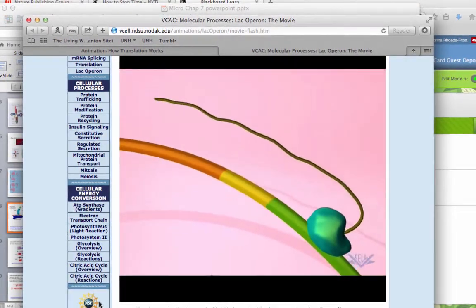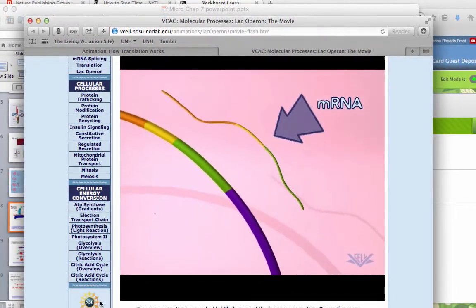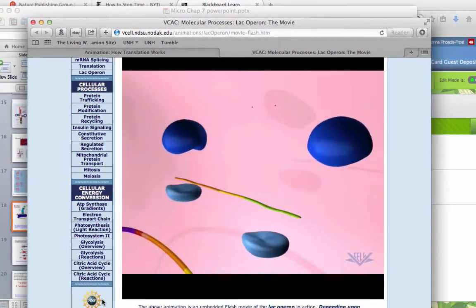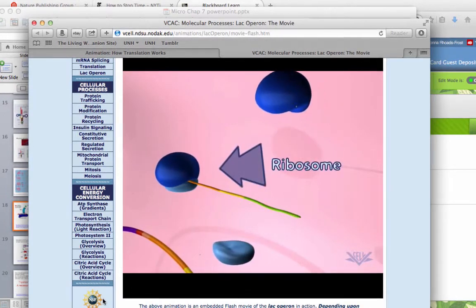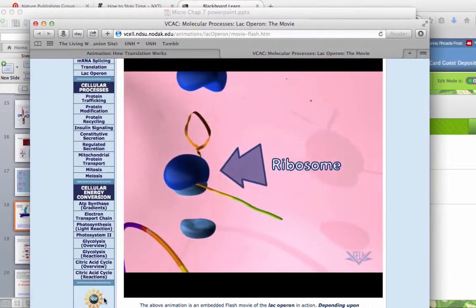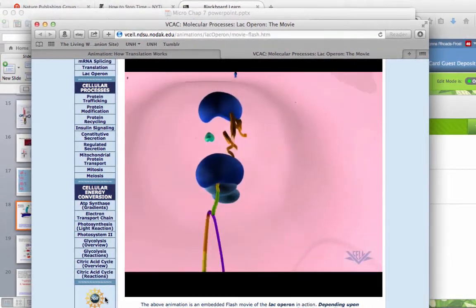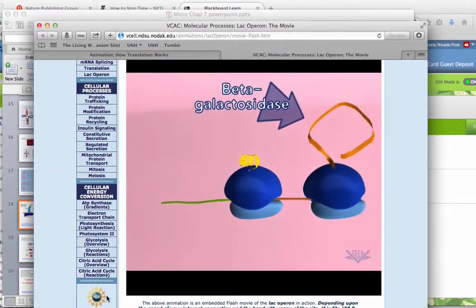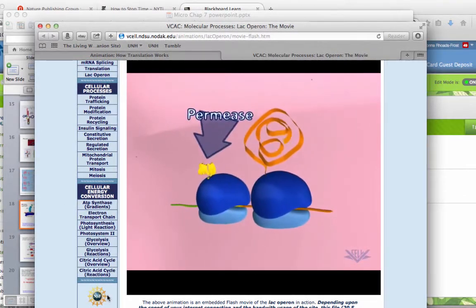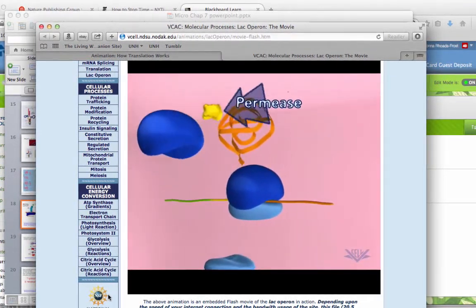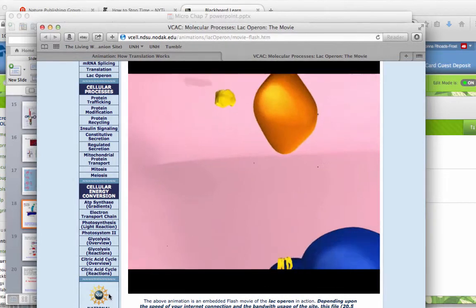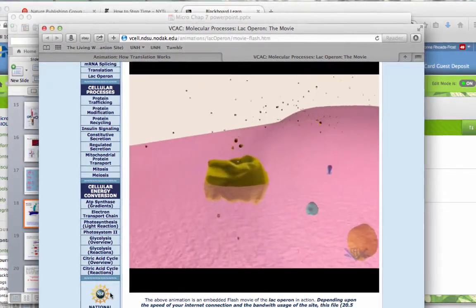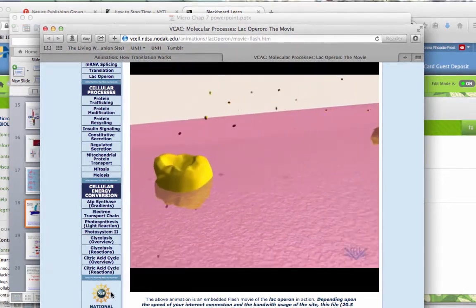Here we show 2 of the 3 lac operon genes being transcribed into mRNA. Ribosomes then bind to the mRNA and the 2 proteins are translated. The first protein is beta-galactosidase, which breaks down lactose into 2 simple sugars. The second protein is permease, a membrane-bound protein. When embedded in the cell membrane, permease functions to provide a direct route for the lactose outside the cell to be imported into the cell.